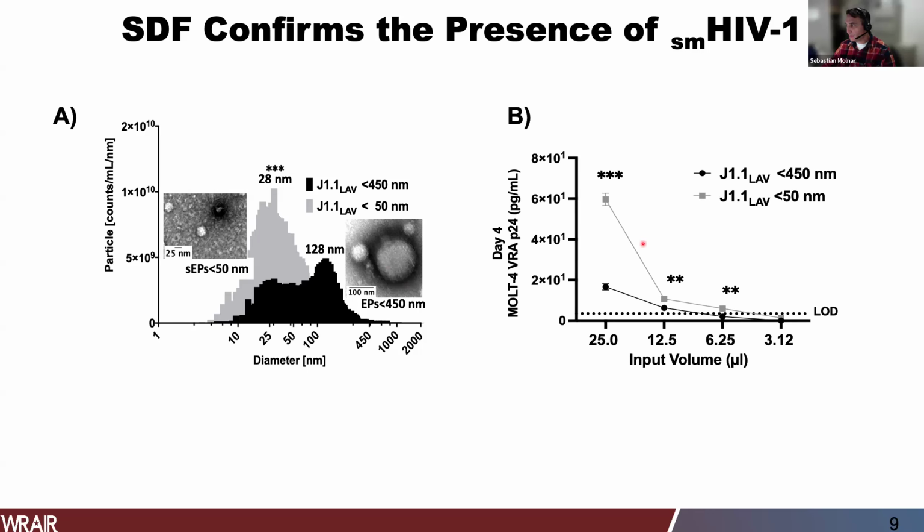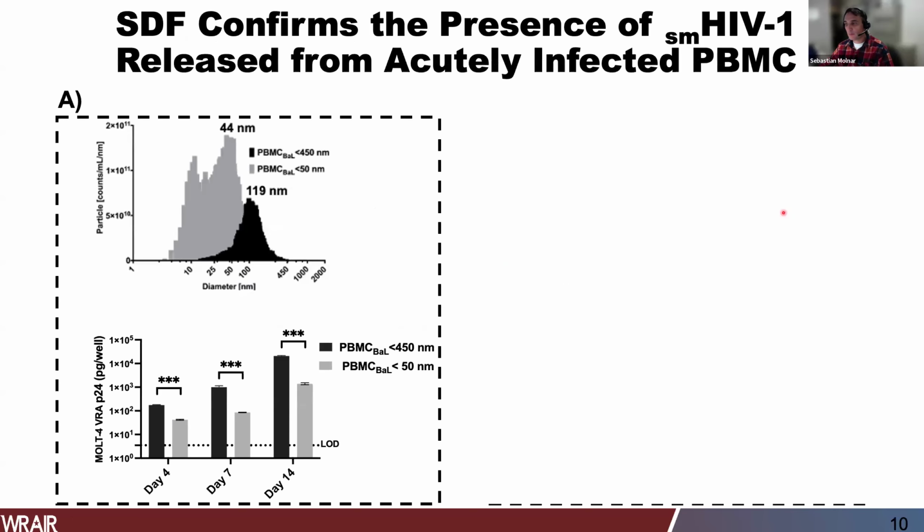Additionally, we did infectivity, which indicated that the virus that passed through the less than 50 nanometer filter is still infectious. Furthermore, we infected PBMCs, peripheral blood mononuclear cells, with a BaL virus, and we did the serodifferential filtration, the sizing, and the infectivity, which indicated that the less than 50 nanometer virus was still infectious at day 4, day 7, and day 14, even though the less than 450 was more infectious. This is because it contains both the small and the classic size virus as well.